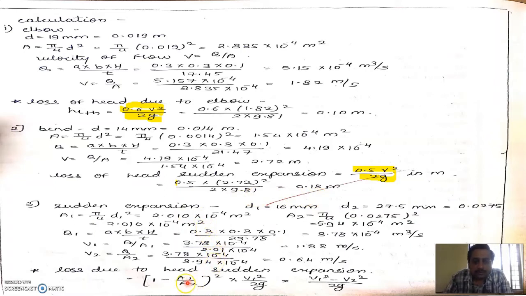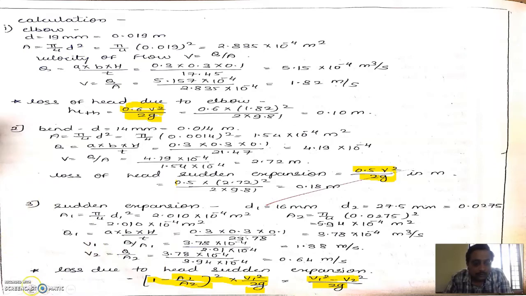Next, for the sudden expansion part. When you have a sudden expansion, we have a formula like (1 minus A1 by A2) bracket square into V1 square by 2g. This equation is equal to V1 square minus V2 square divided by 2g.